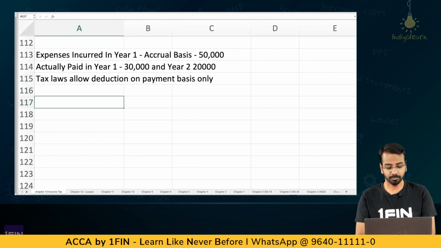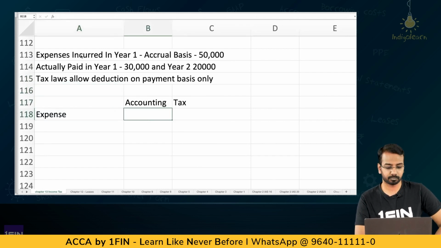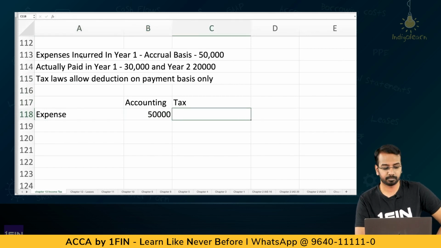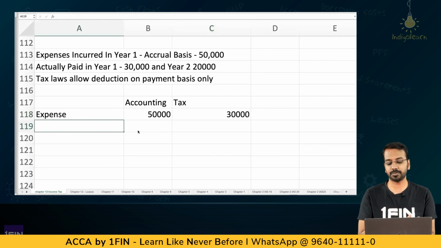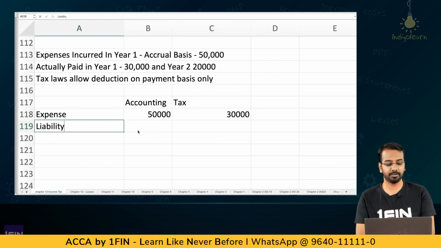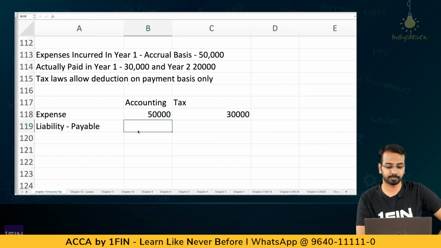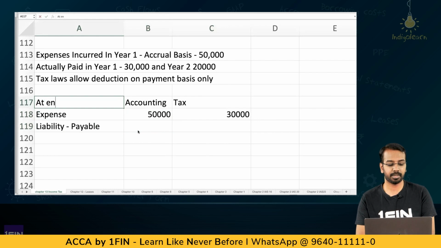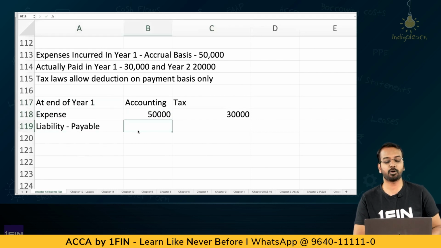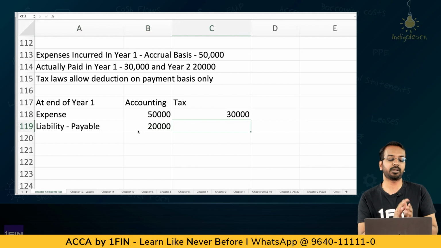Now here, what is the expense for accounting? 50,000. What is the expense for tax? 30,000. Right. So, expense for accounting is 50, expense for tax is 30. What is my liability that is payable for accounting purpose? 50,000 less 30,000, 20,000 at end of year 1. Payable is 20,000. For tax purpose, how much is payable for this particular expense?